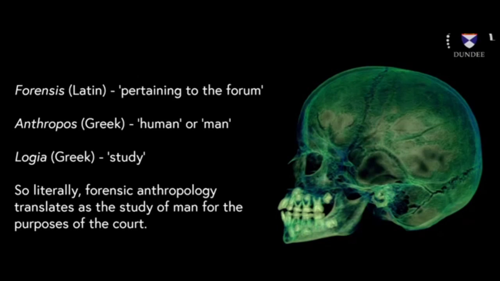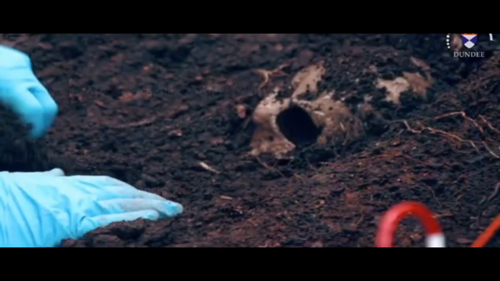The second word is Greek in origin and is split into two parts. The anthropos part means man, and the logia part means to study. So literally, forensic anthropology means the study of man for the purposes of the court. Forensic pathology is concerned with establishing a cause or manner of death, whereas forensic anthropology is about establishing the identity of the deceased. Often, this involves skeletal remains.